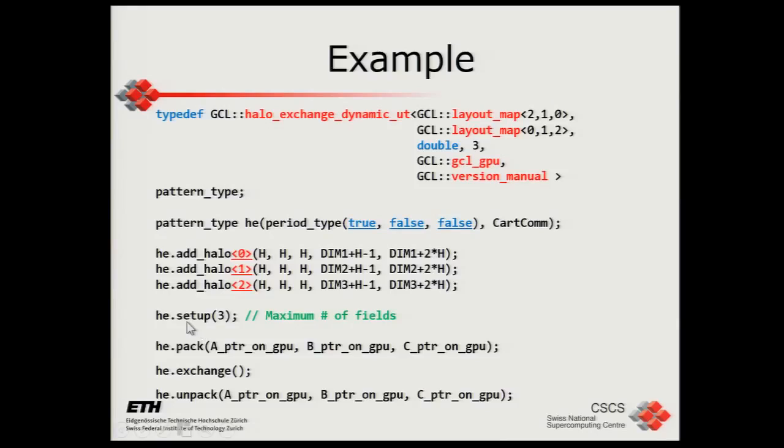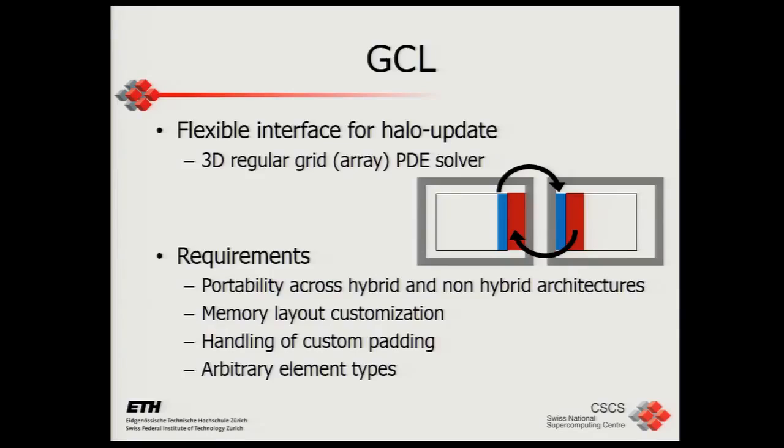Then we set up our pattern. We pack. In this case, we pass 3 pointers, which basically point to data on the GPU, and then we run this domain decomposition. In our case, we're working with regular grids, 3D arrays, and we need basically to update the borders of these 3D arrays with neighbor MPI tasks, and this operation is implemented with the GCL.